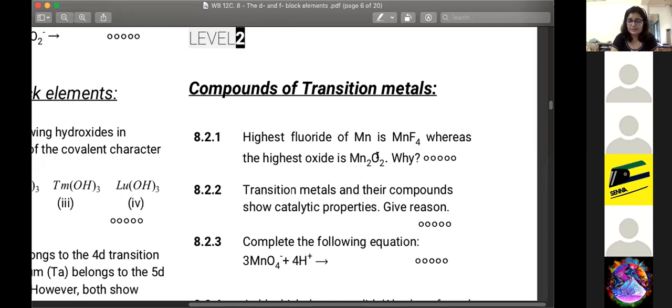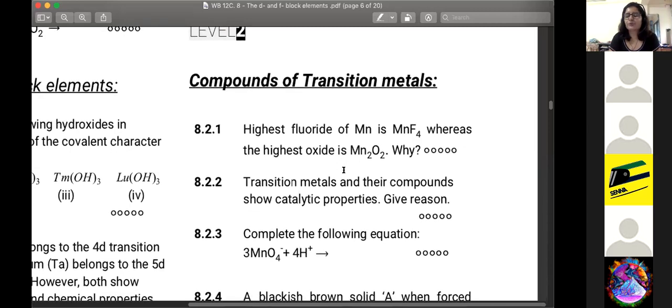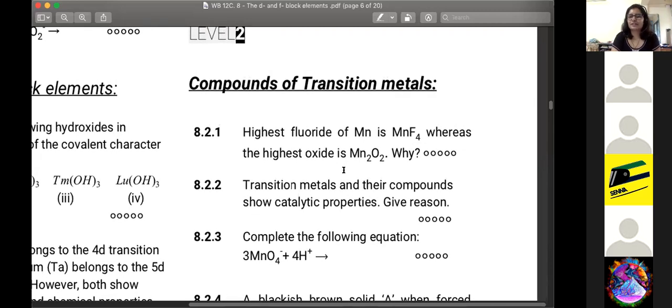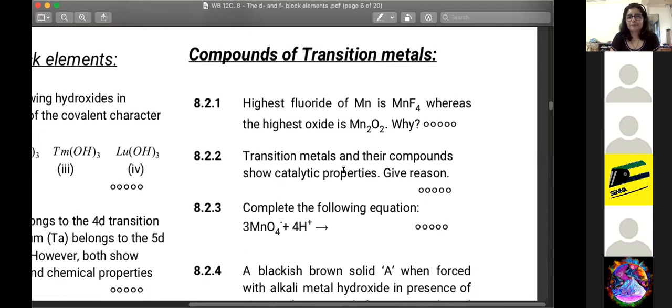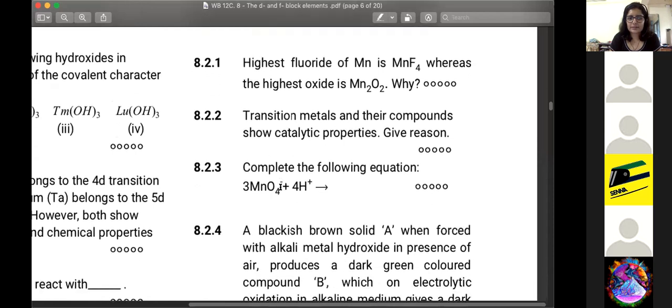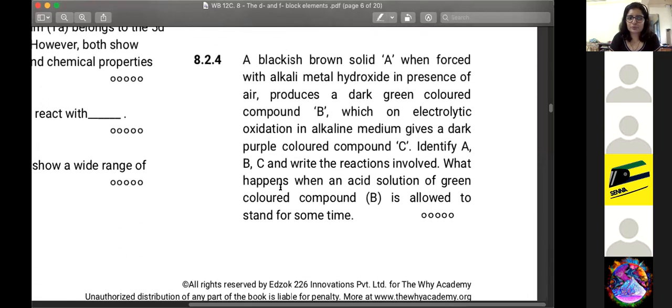Okay, so the answer is that we discussed this today. Oxygen is able to form multiple bonds. So that results in it being able to stabilize the higher oxidation state of manganese better. Ritvik, internet connection. Cool. But go over all of these questions. Next, catalytic properties. We have done all of this already.